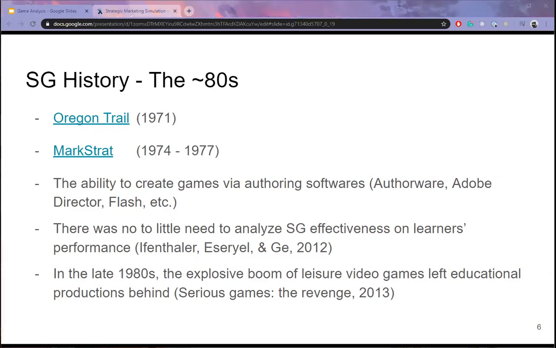And in the late 80s, with the explosive boom of the laser video game, such as the release of Game Boy and Wii console, the entertainment game industry was fueled by enormous investment, which left the educational game behind because they only supported PC at that time, and there was no support for the newly coming out consoles, so they couldn't compete with the entertainment game industry. And the serious game industry, I think, was in a slump for 10 years, which leads us to the 90s.